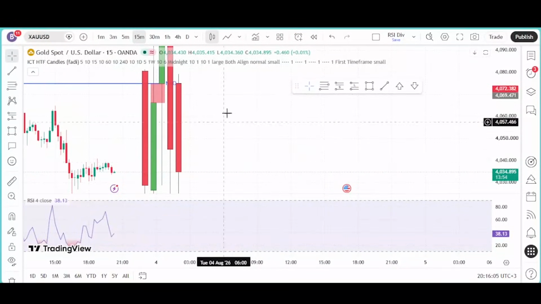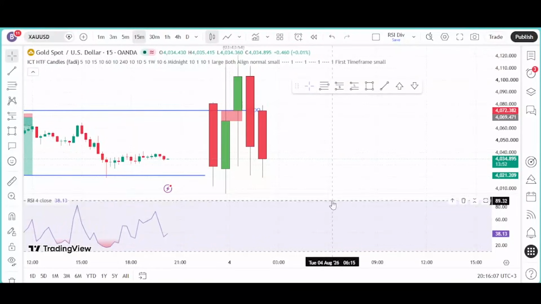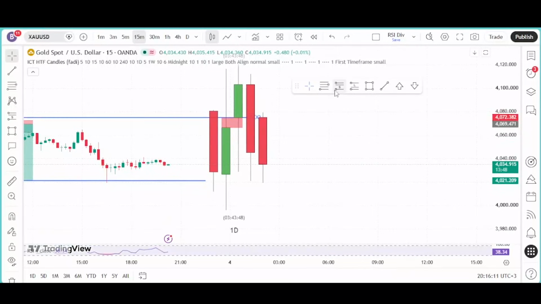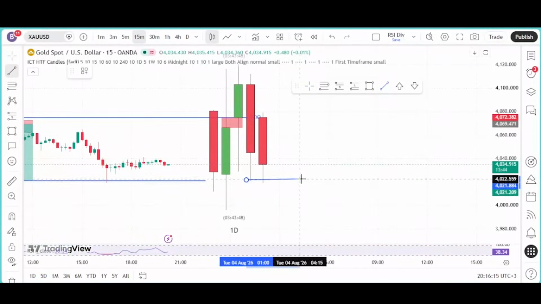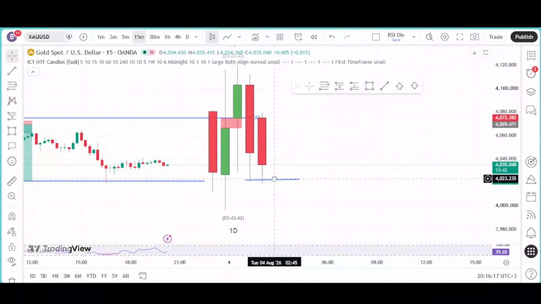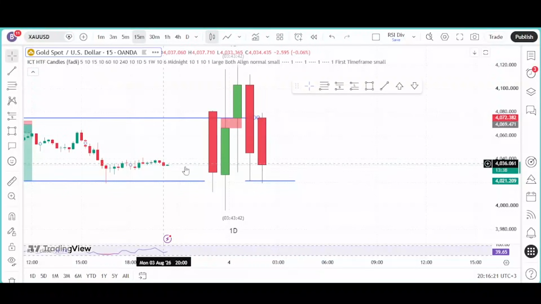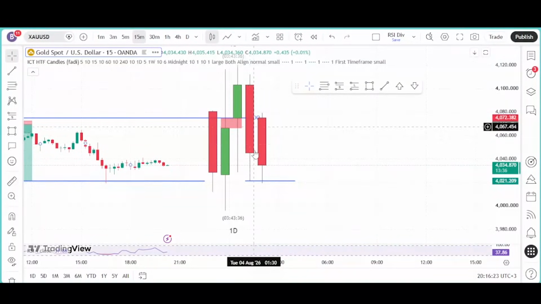And you can see on the HTF indicator right here that targeting the previous day's low was the most sensible thing to do. So you can see price gets to this previous day's low, and that becomes the final TP as shown right here. So this is Friday's low right here, and that is the final target.